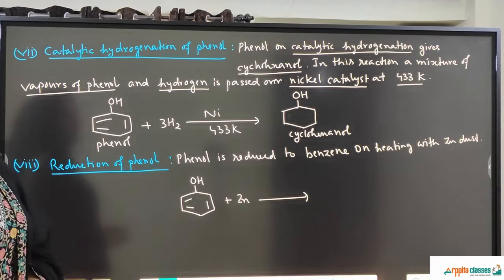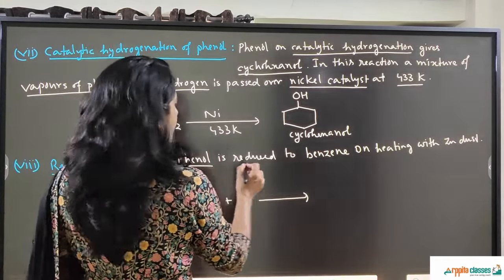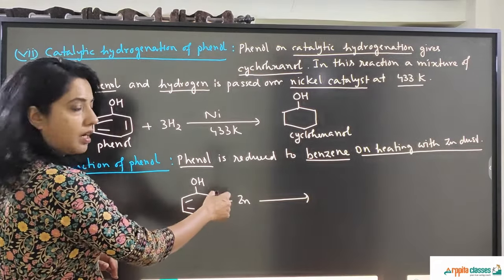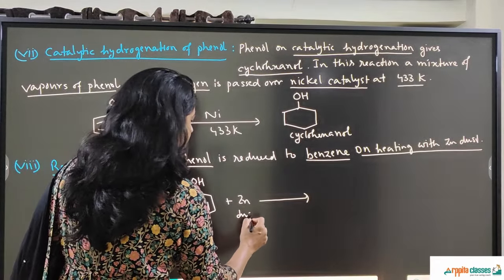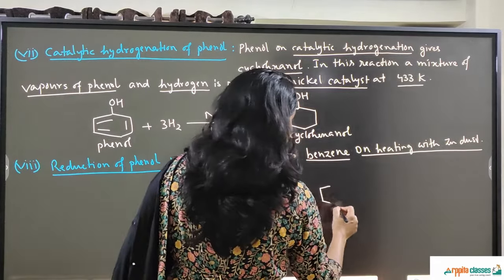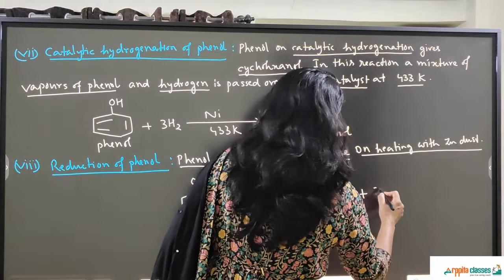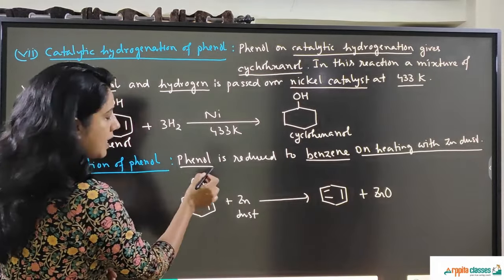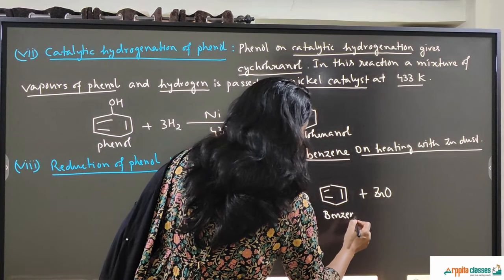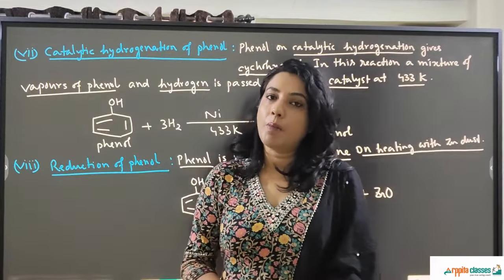The last reaction of phenol is reduction of phenol, where phenol is reduced to benzene on heating with zinc dust. Very important. So we are heating phenol with zinc dust. What happens is the oxygen goes with zinc, so you get benzene plus ZnO. Basically oxygen has gone with zinc, and hydrogen is here, which means it is nothing but benzene. So this is the reaction where you convert phenol into benzene. With this reaction we have completed the chemical properties of phenol.